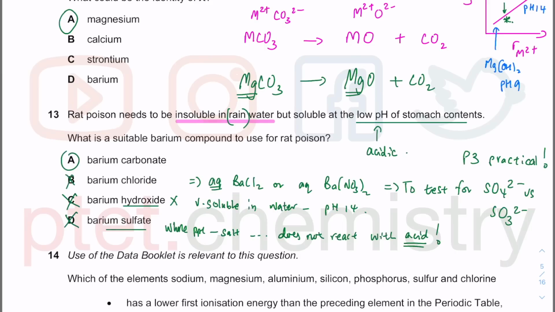Barium carbonate, all the group 2 carbonates are insoluble in water. That is from GCSE or IGCSE level. And it can react with the acid in the stomach because all the carbonates can react with acid. So CO3 2- can react with acid. This is the test for carbonate. Put any acid to it, you get effervescence as a result of the carbon dioxide being formed. And you can test the carbon dioxide with lime water that will go milky or cloudy.